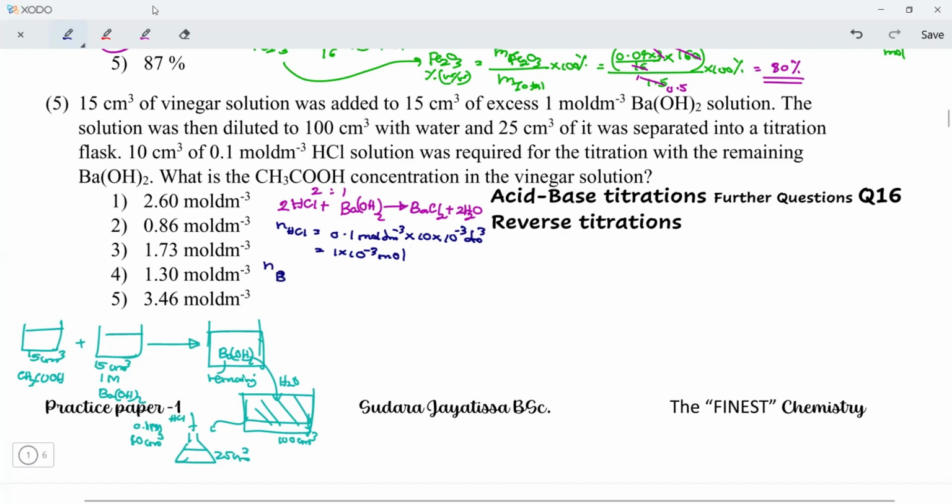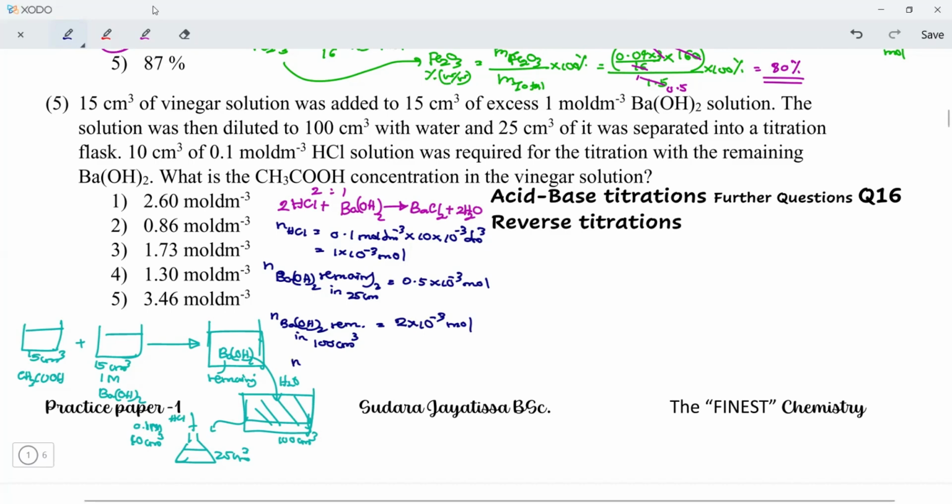So then I can get moles of barium hydroxide remaining. It is remaining, and don't forget in 25 cm cube. Okay. It's actually half of this value. That means 0.5 into 10 to the power minus 3. But that was actually there in 100 cubic centimeters. In 100 cubic centimeters, that value will be 4 times like this. That means 2 into 10 to the power minus 3 moles. Okay, so that amount of moles was there remaining.